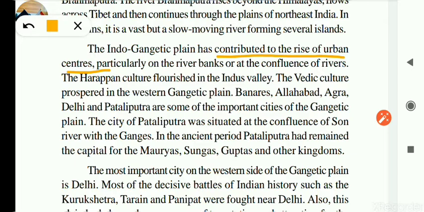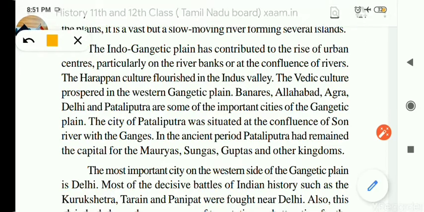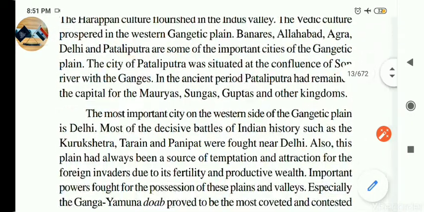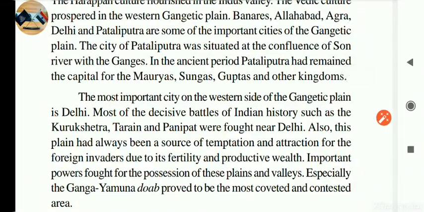Because of these river banks, there is trade. If trade is very good, of course there is a formation of cities like this. That's what they discuss here. The Harappan culture flourished in the Indus region, and the Vedic culture in the Western Gangetic plain. There are so many things. Banaras, Allahabad, Agra, Delhi, Pataliputra are some of the important cities. They have shown the city of Pataliputra and the confluence of the Sun River with the Ganga. As I showed you in the map, that is the river Sun. It is near Pataliputra, that is Bihar.